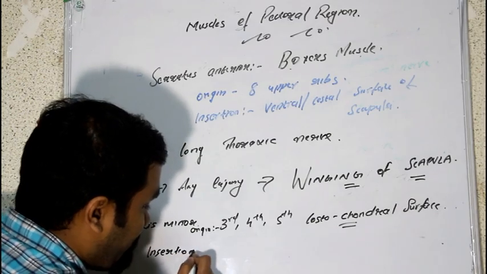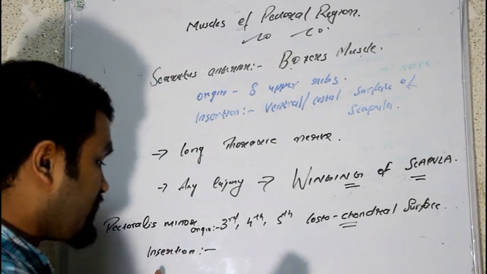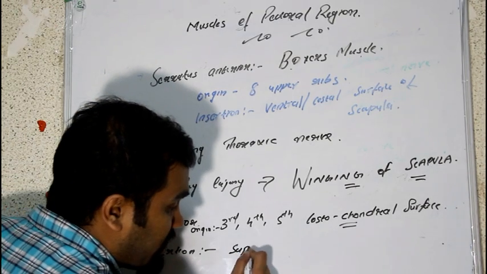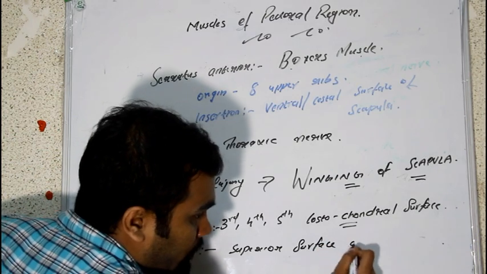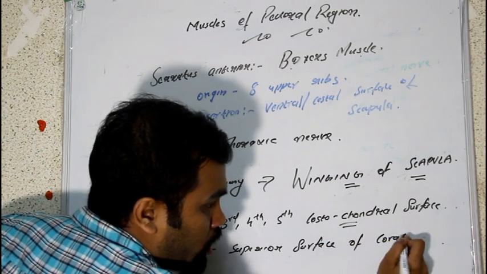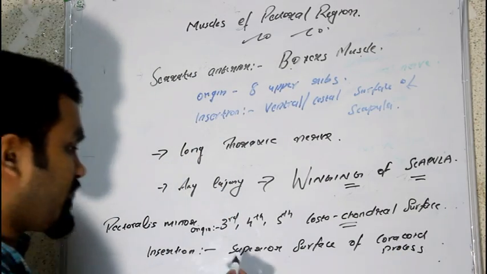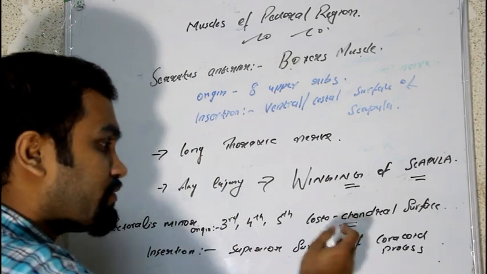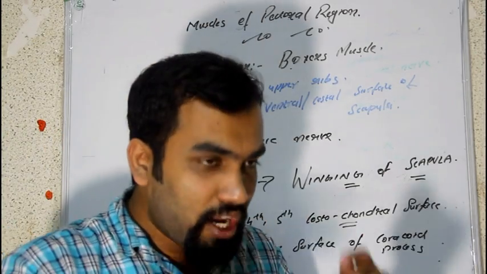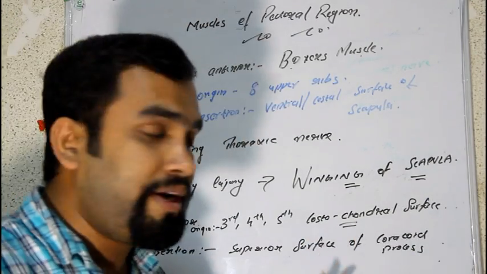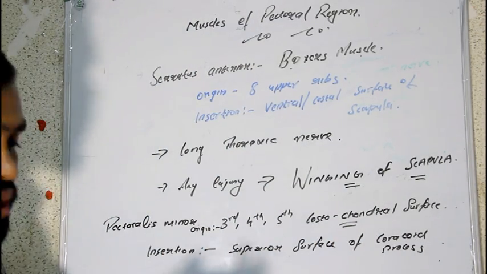Insertion is in, I already explained where the insertion is. That is the superior surface of the coracoid process. We have already studied this. So pectoralis minor originates from the 3rd, 4th, 5th costochondral surface, and insertion is in the superior surface of the coracoid process. Clear? So this is all about the muscles of the pectoral region.